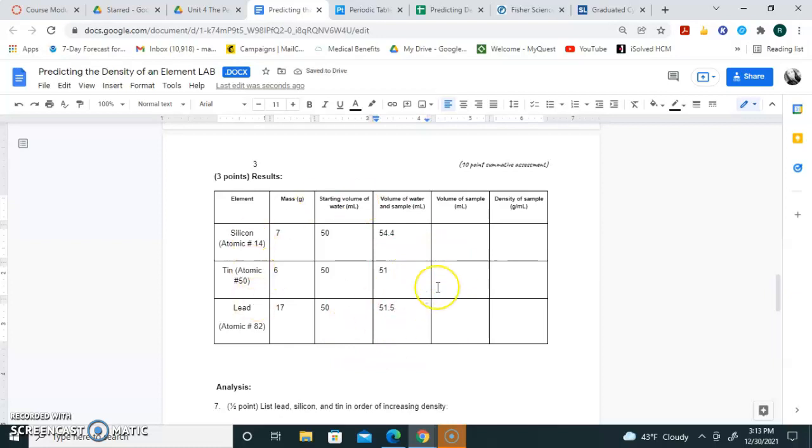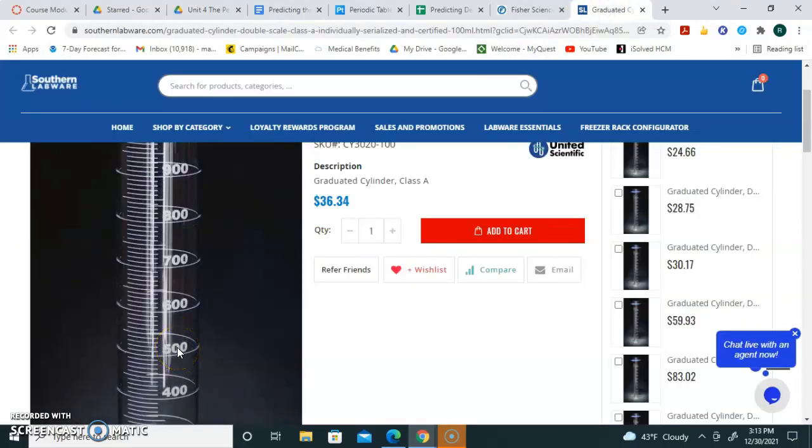So this is really all of the raw data that you need in order to fill in the rest of the lab. As of right now, because I gave you these numbers, you should be able to complete the rest of your lab by yourself. So let's go through it a little bit. Volume of the sample. So if I know that I started with a volume of 50 milliliters in my graduated cylinder, so I started with a volume of 50 milliliters.